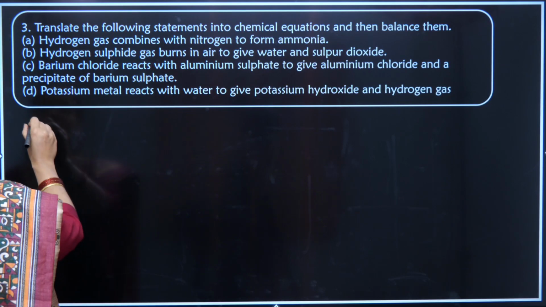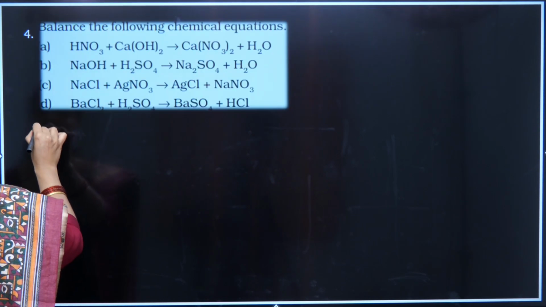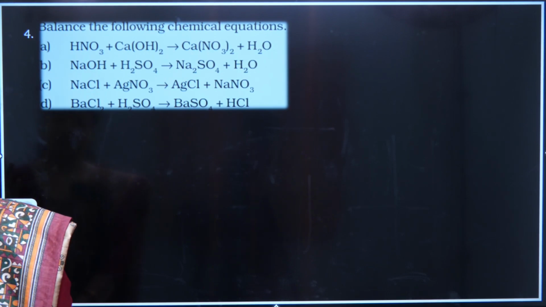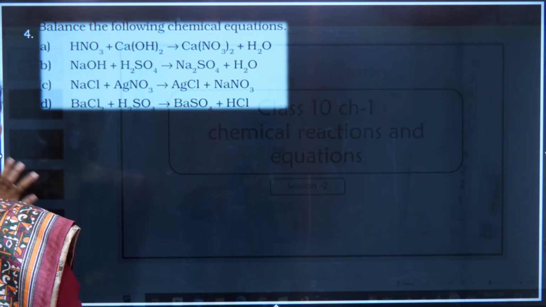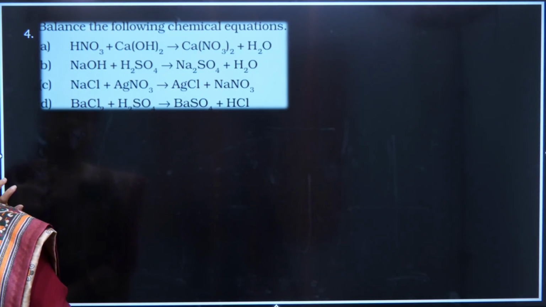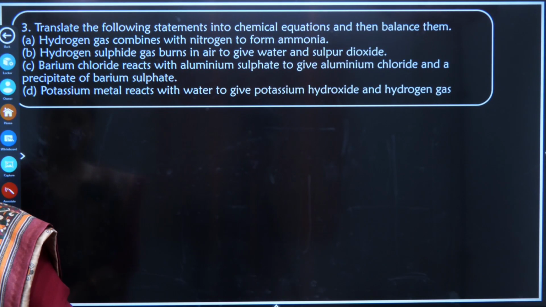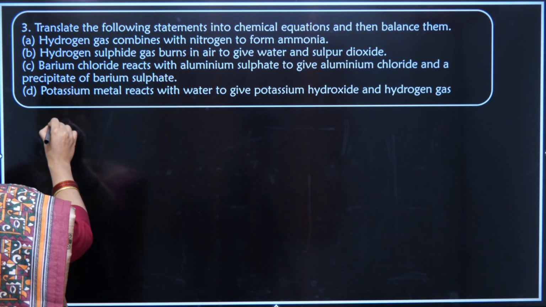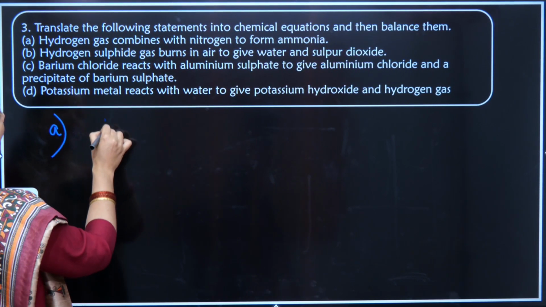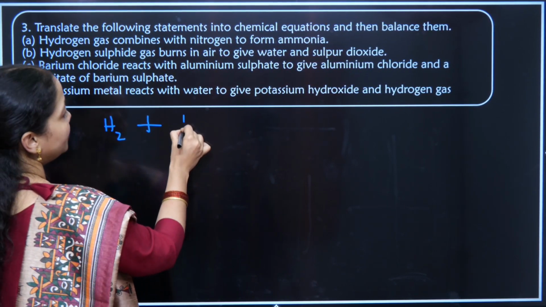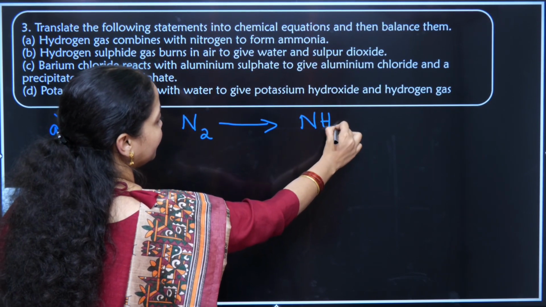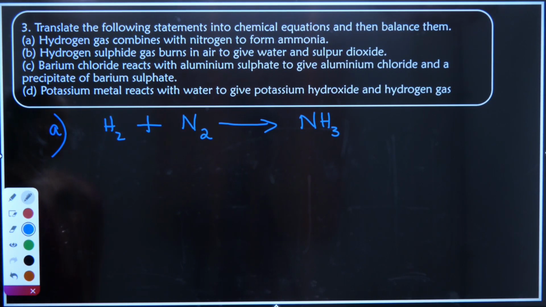Let us take the first one. In the first one, I have been provided with hydrogen gas, H2, combining with nitrogen gas, N2, and it is forming ammonia. What is the formula of ammonia? It is NH3. So I have to balance this chemical equation.